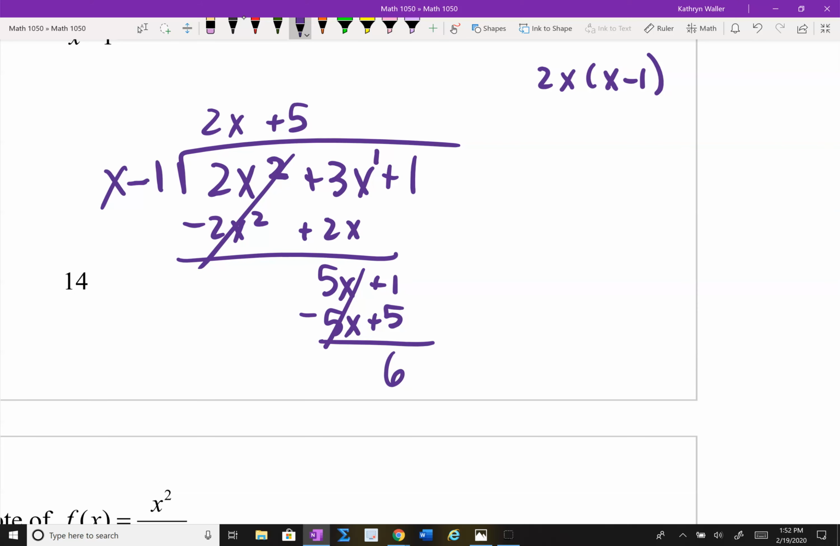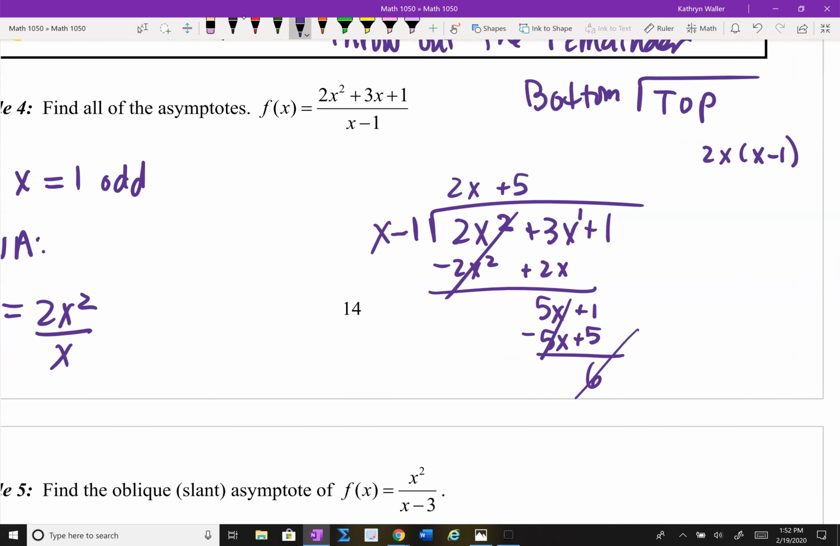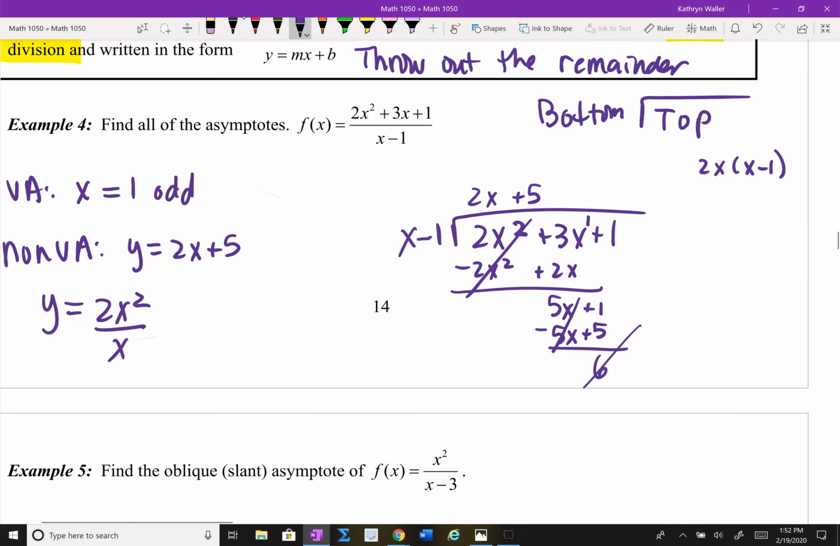You get a 6. Now let's talk about this. There's nothing more to bring down. So the 6 is the what? The remainder. And what do we do with the remainder? Throw it out. So your non-vertical asymptote is y equals 2x plus 5, and you're done.